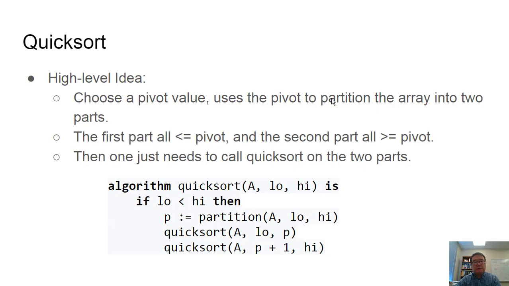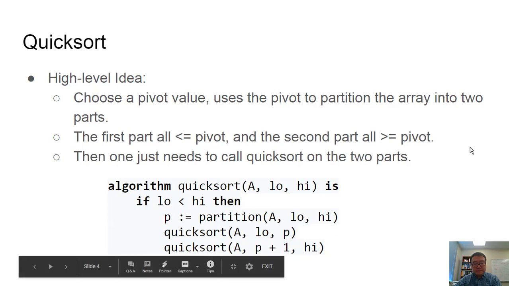So the values that are equal to pivot can go into either the first part or the second part. When it's in the first part, after the first part is sorted, they will be at the end of the first part. When it's in the second part, after all is sorted, it will be at the beginning of the second part, and then they will be connected together. Everything will be fine. So the invariant here is the elements in the first part are less than or equal to pivot.